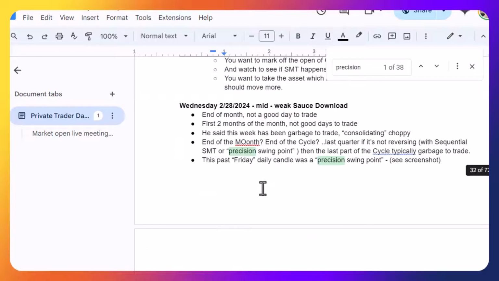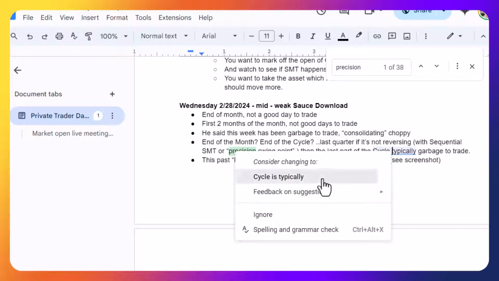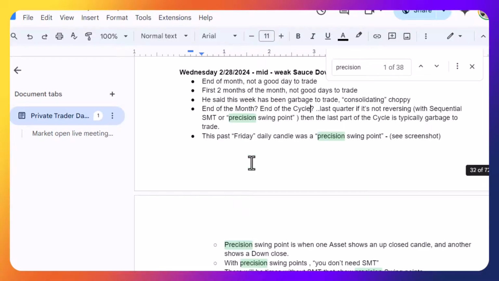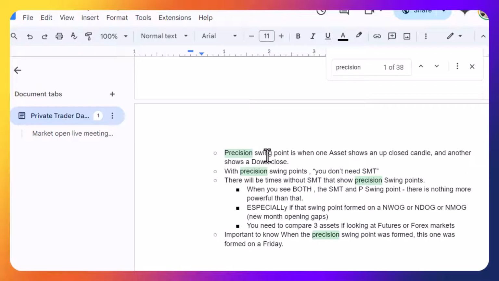And here is where I first learned about precision swing points. It's my notes, it looks like February 2024, when I learned about it from Trader Day. So let's go over my sloppy notes. Precision swing point is when one asset shows up as an up closed candle and another asset as a down closed candle.